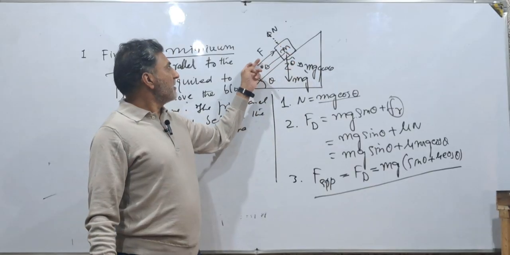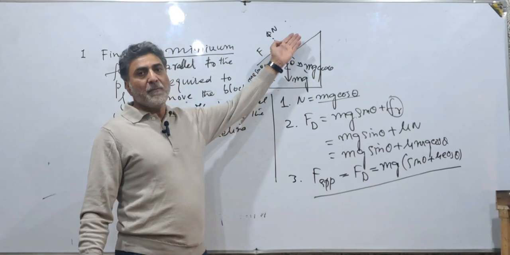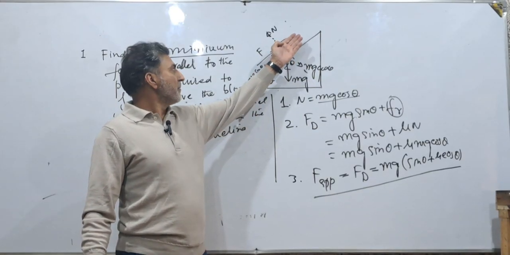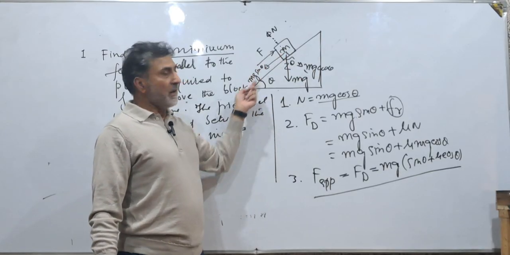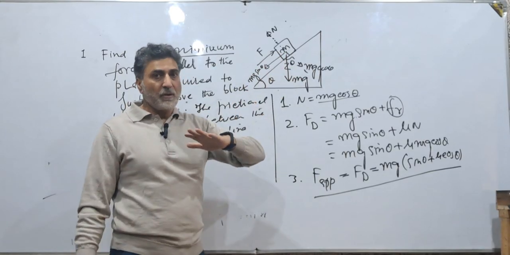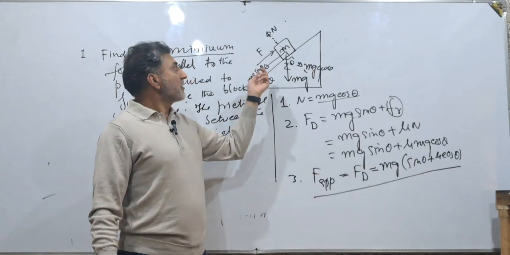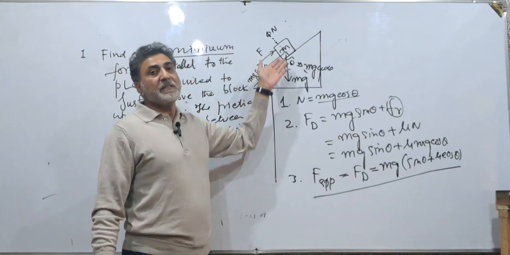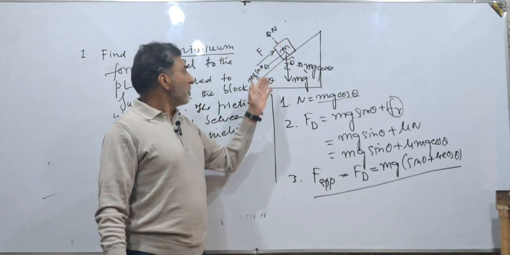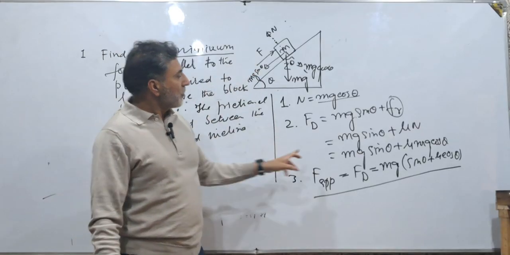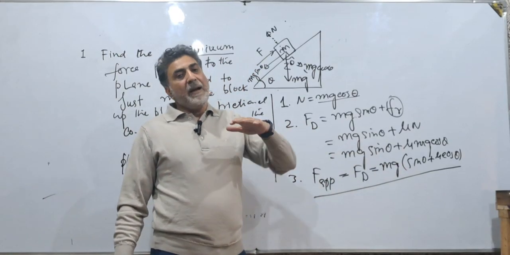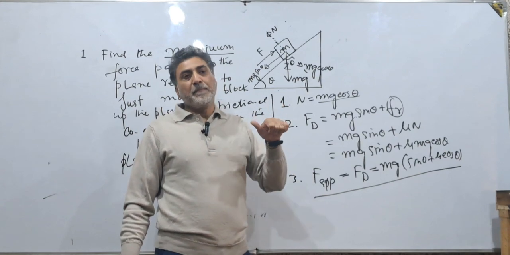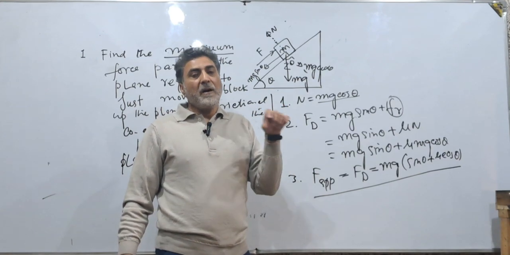The question is how much is the applied force so that it moves up slowly with constant velocity. There are two forces which are in the downward direction, mg sin theta along the plane down, and there's also frictional force which is downwards. Frictional force is downwards because the body has a tendency to move up. Therefore, this applied force has to be equal to sum of those two forces, mg sin theta and frictional force, that is mu N or mu mg cos theta.